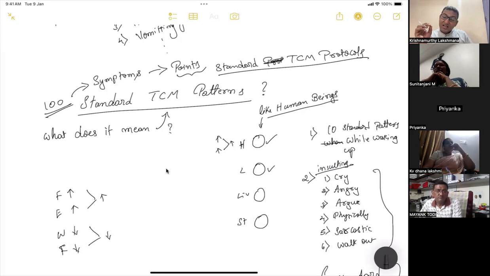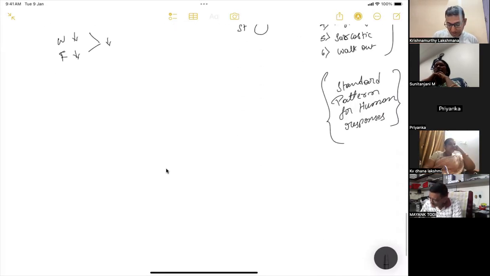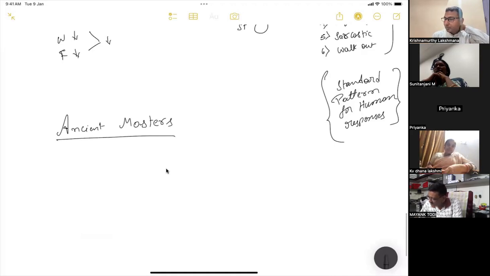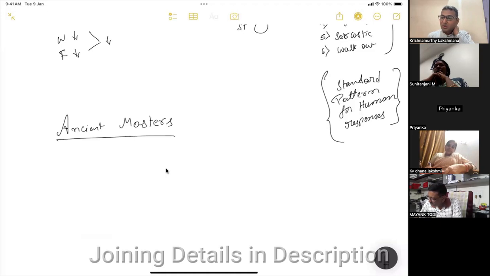These are the standard patterns. Who has figured them out? Ancient masters. They have told, okay, this is what more or less will be there.